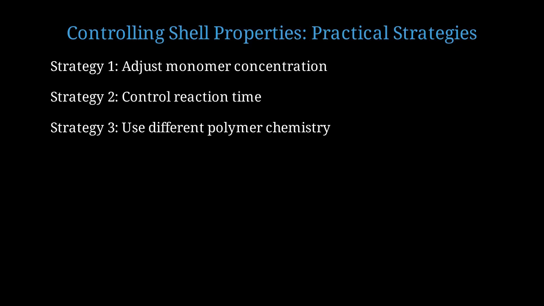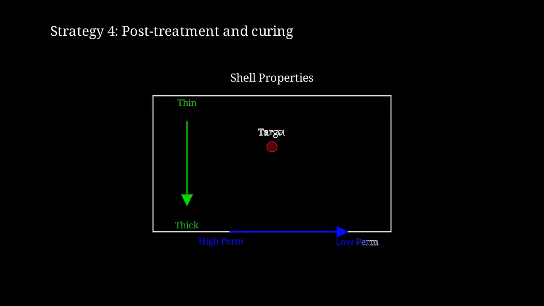Polyurethanes offer intermediate permeability. Strategy 4. Post-treatment and curing. Heat treatment or additional crosslinking after initial shell formation can reduce permeability by increasing crosslink density. Think of shell properties as a two-dimensional design space. You can independently control thickness and permeability to hit your target application requirements.